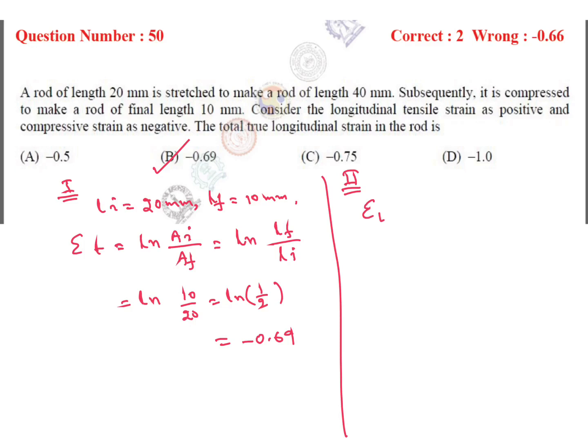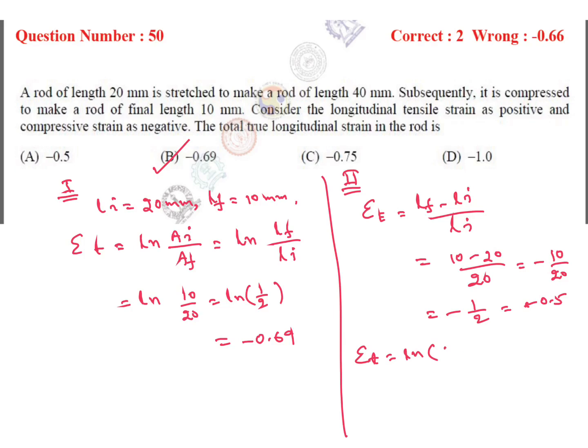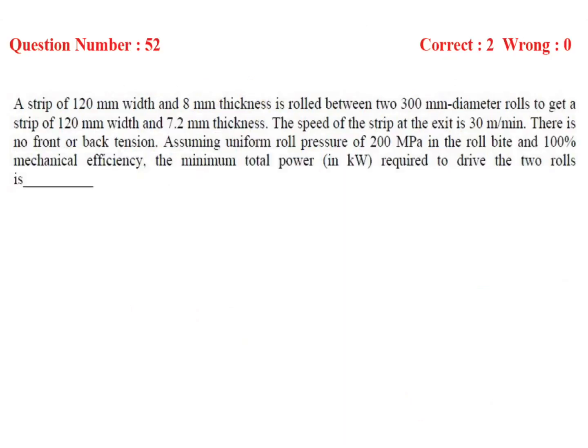Or in the second method, we can also solve this question. Engineering strain is change in length divided by original length. So LF minus LI divided by original length LI. LF is 10 minus 20 divided by 20, minus 10 by 20, or minus 1 by 2, or minus 0.5. Then true strain is ln of 1 plus engineering strain. So ln of 1 plus minus 0.5, ln 0.5, ln 0.5 is minus 0.69. Same answer we will get. This is a time taking question.